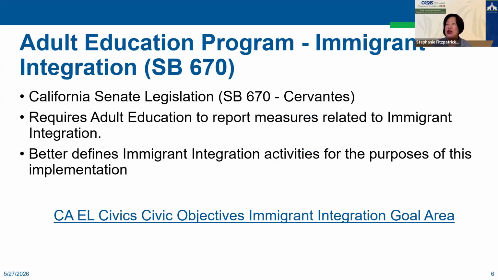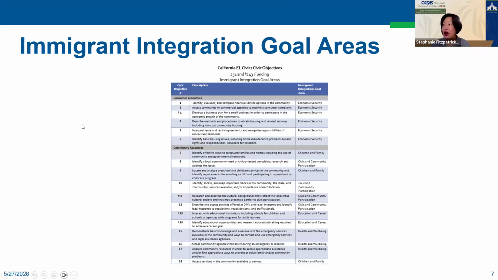Okay, some housekeeping. Adult Education Program Immigrant Integration. The California state legislation, SB 670, requires adult education to report measures related to immigrant integration. It better defines immigrant integration activities for the purposes of this implementation. Again, there's a link here that you can click on later for more information. And this is a screenshot of the immigrant integration goal areas. It is also the list of the 231 and 243 funded co-ops.